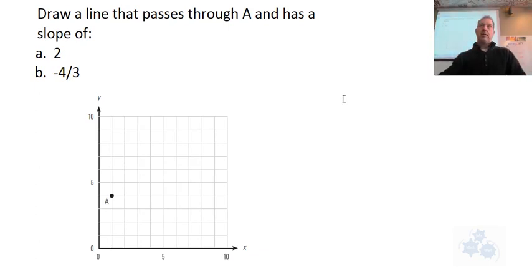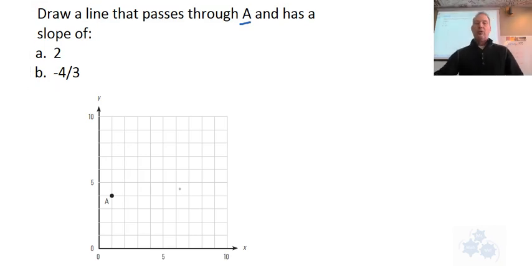You're going to practice this stuff once I do this example. This is the final example, sort of for part 1. So draw a line that passes through A and has a slope of 2, and another line that has a slope of -4/3.